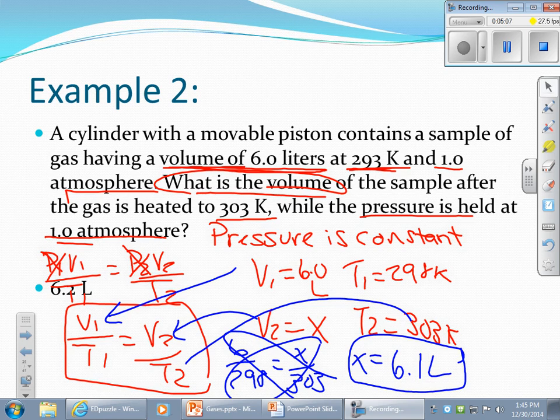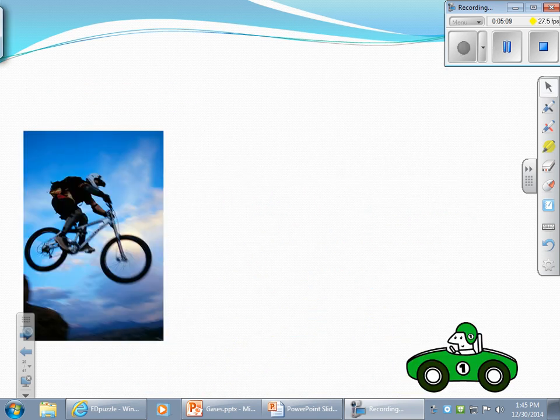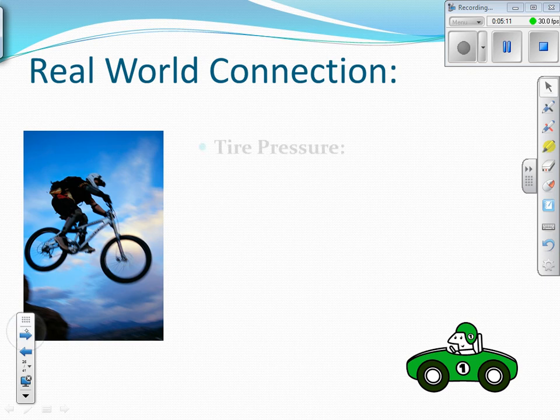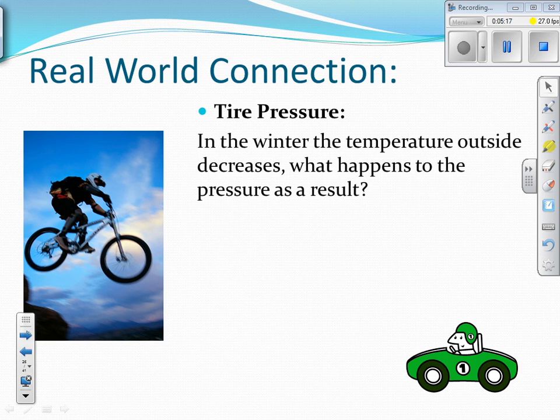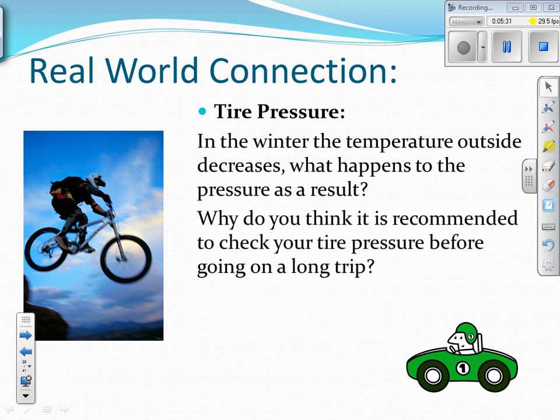Okay, I just want to give you a real-life connection. Why are we talking about all this gas law stuff? Let's talk a little bit about tire pressure. In the wintertime, it gets colder outside, meaning the temperature goes down. Based on what we just talked about with Gay-Lussac's law, what should happen to the pressure? Since they have a direct relationship, the pressure will go down, which means there are going to be fewer collisions with the molecules within the gas tire.